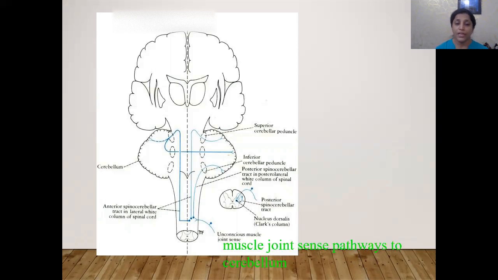So the point of entry is the dorsal horn. The termination of the first order neuron is the Clark's nucleus. Ascent is in three forms. The posterior spinocerebellar tract on the same side moves upwards via the inferior cerebellar peduncle, reaches the cerebellum.